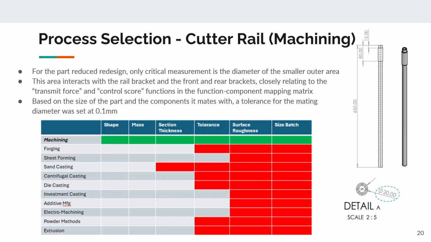Looking at the potential processes, only machining was highlighted. Section thickness prevented sand casting from being used. For this batch size and the geometry, machining was the best option moving forward.